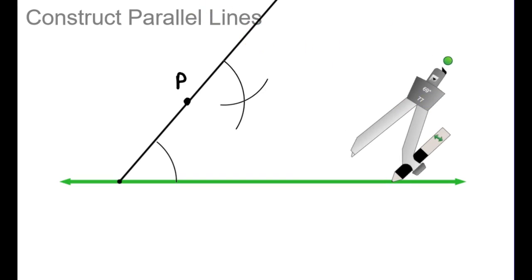So now if I construct a line that goes through point P and that intersection, this purple line will be parallel to the green line we started with. So this is a construction of how to use a compass to construct a line parallel to another line going through a given point. So we went through 5 different constructions.